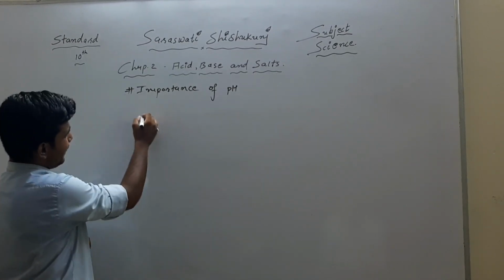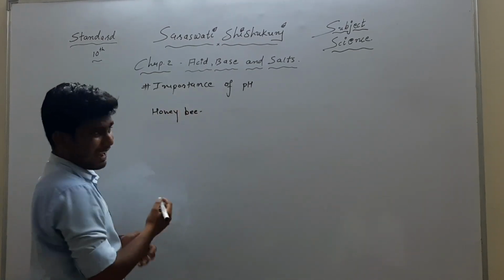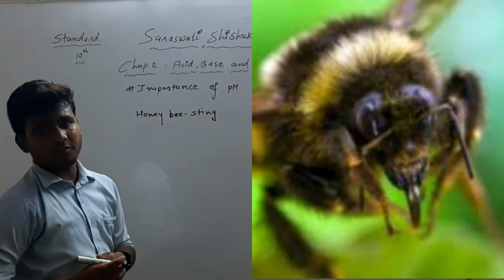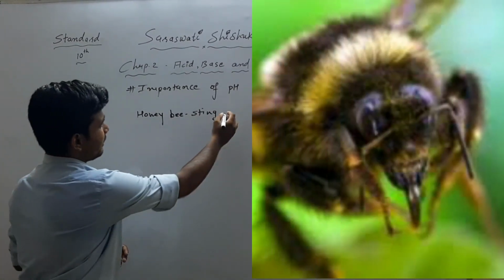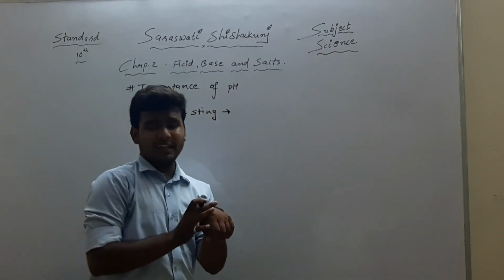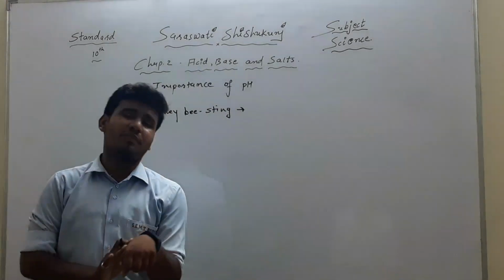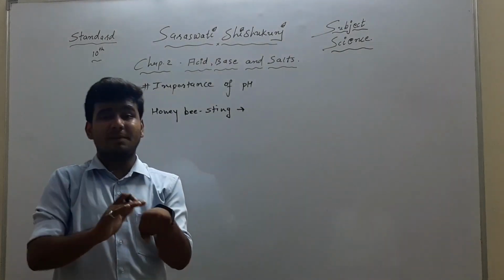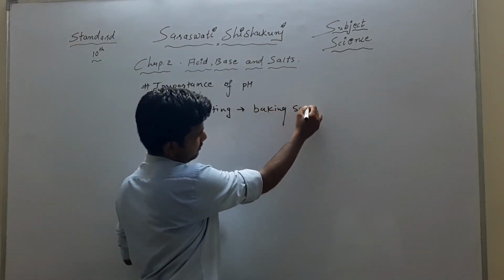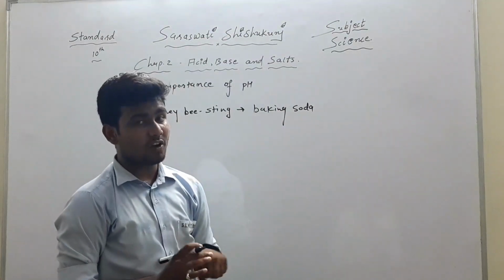Generally we know that when a honeybee bites, in the sting of a honeybee, acids enter our body, and due to that we feel irritation. So at that time what we have to do is apply basic substances like baking soda, which will nullify the acidic effect of that sting of the honeybee.